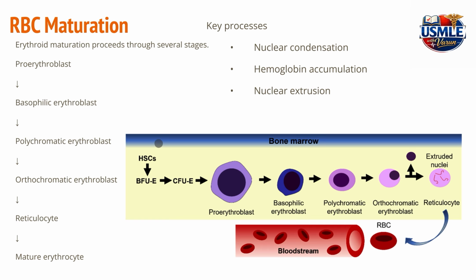The key processes that happen during this include nuclear condensation, hemoglobin accumulation, and nuclear extrusion. This results in a mature RBC, which is specifically optimized for oxygen transport.